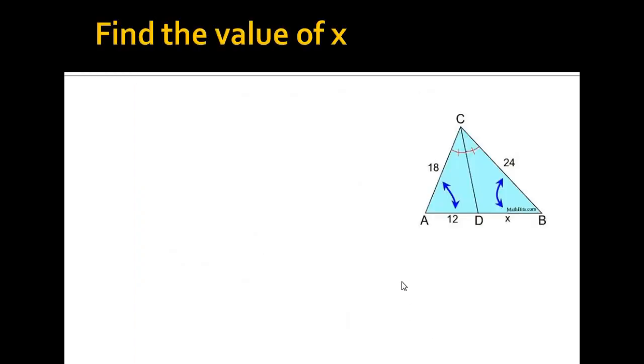Let's see an example on this theorem. Find the value of x. We have here a triangle ABC, and we have the length of AC equals 18, the length of CB equals 24, the length of AD equals 12, and the length of DB equals x. We want to find the length of DB.